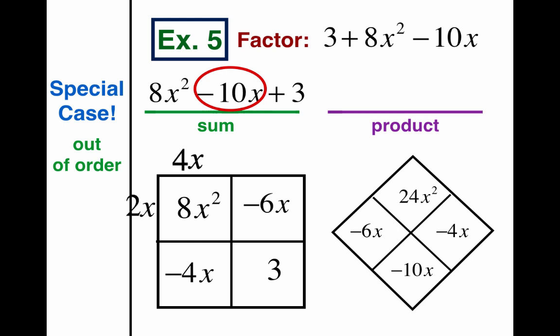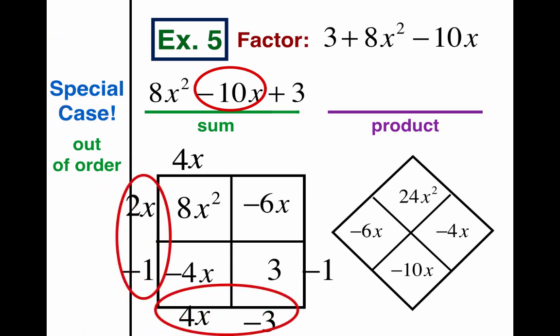If I bring the 4x down, what am I going to times it by to get negative 4x? I'm going to have to times it by negative 1. Yeah. And then bring the negative 1 across. What will I have to times that by to get a positive 3? Well, I'll have to times it by a negative 3. Negative times a negative will give me a positive. So my parentheses are 2x minus 1 and 4x minus 3.